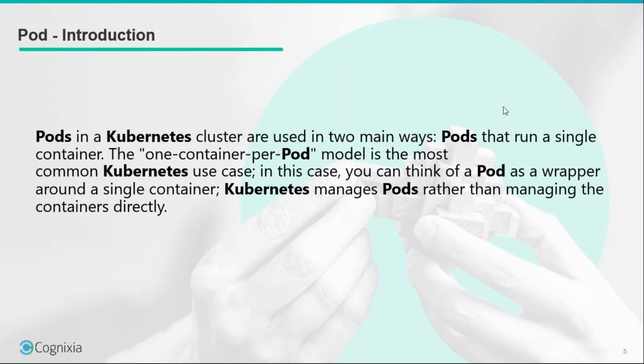Pods in Kubernetes are used in two main ways: pods that run a single container, and pods that run multiple containers. In most Kubernetes use cases it is one container per pod. In this case, you can think of the pod as a wrapper around a single container. Kubernetes manages the pod rather than managing the containers directly. You are not managing the containers directly, you are managing them through the pod.